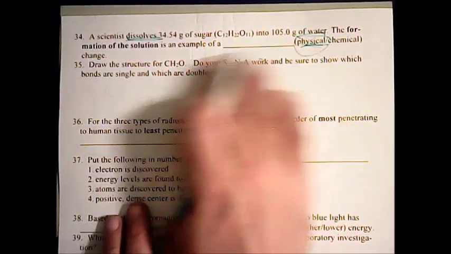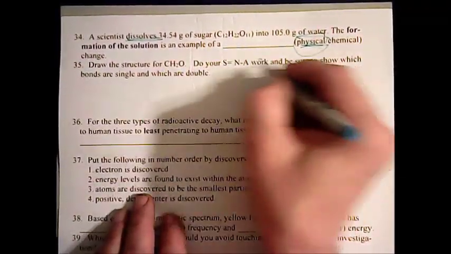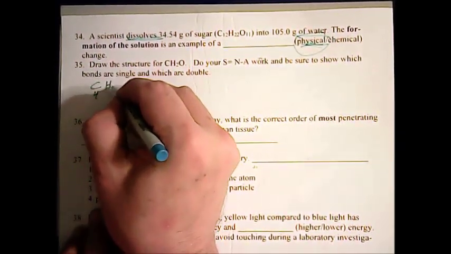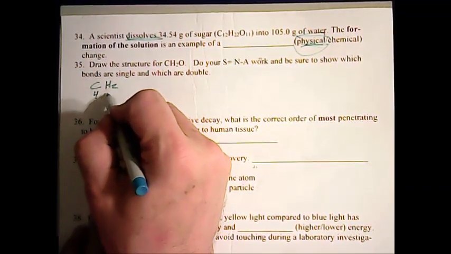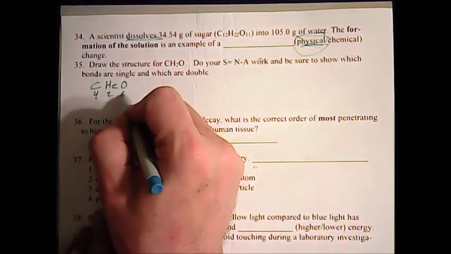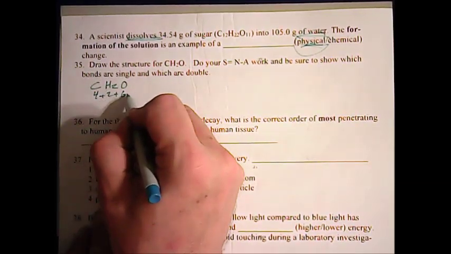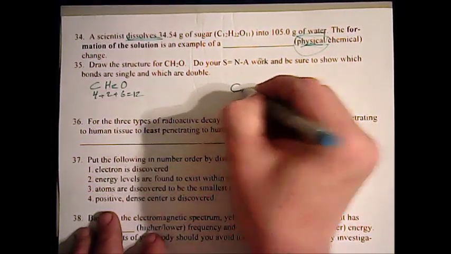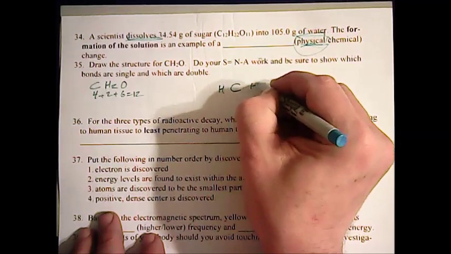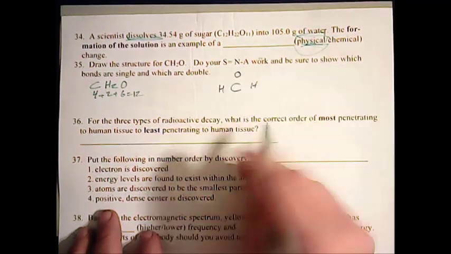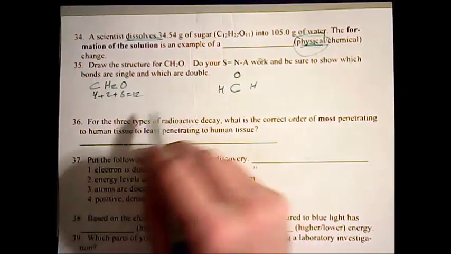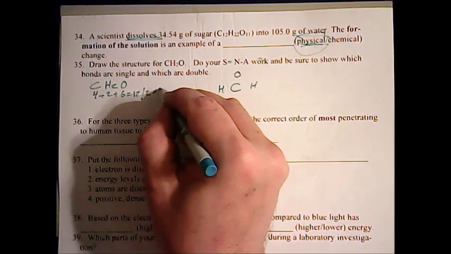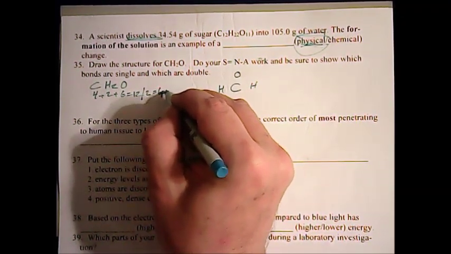Draw the structure for CH2O. We're going to do the same thing we've done before. We've got C, it has 4. We've got 2 H's, each of them have 1, so that's another 2. And O has 6, so if we add up all of those electrons, we end up with 12 electrons. We'll start with the carbon in the middle, put the hydrogens on each side and an oxygen up there. It doesn't really matter where we put them. We've got 12 electrons, we divide that by 2, and that gives us 6 pairs to work with.